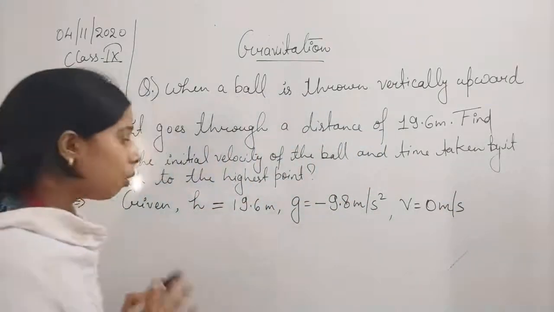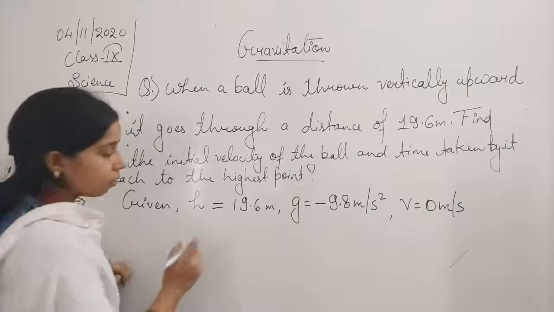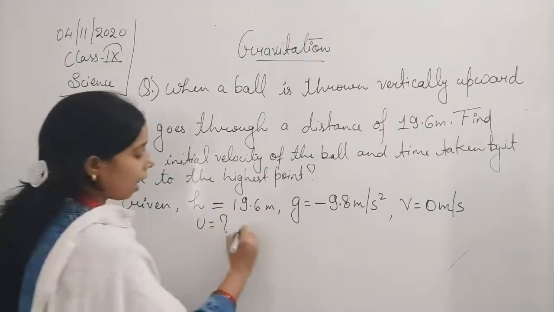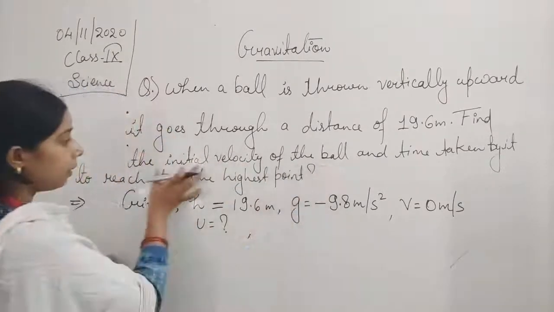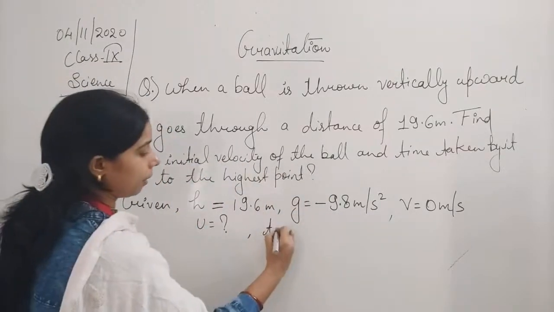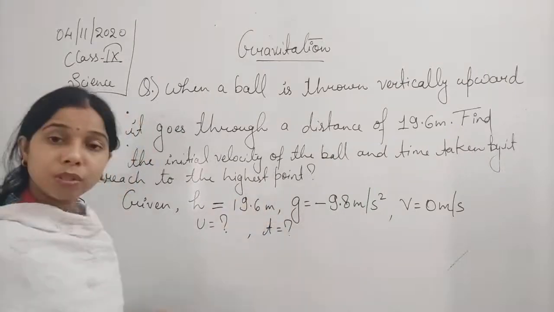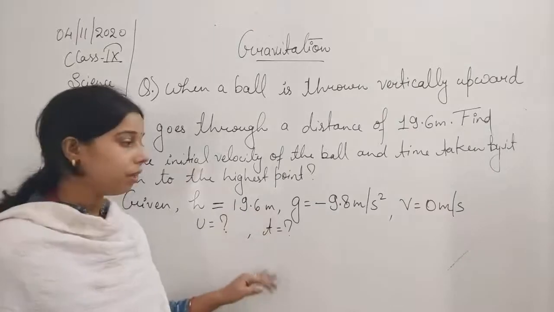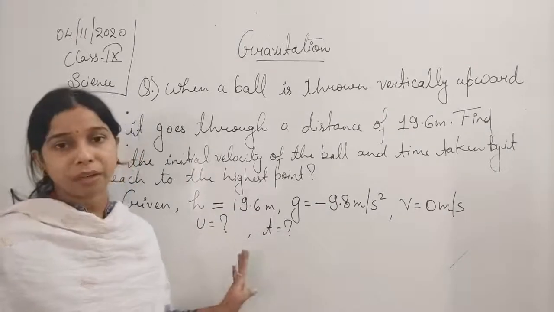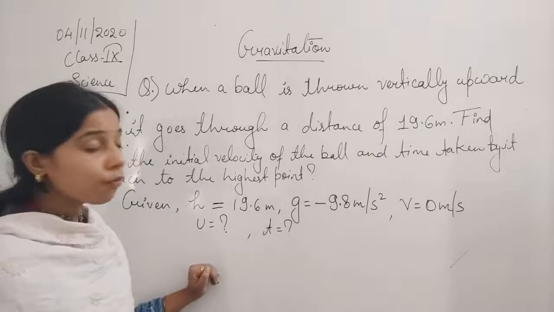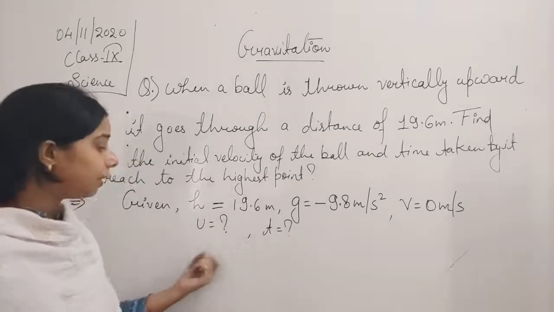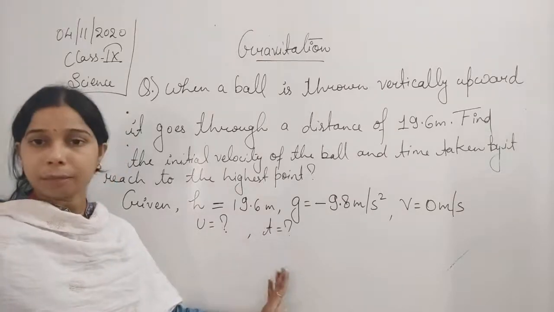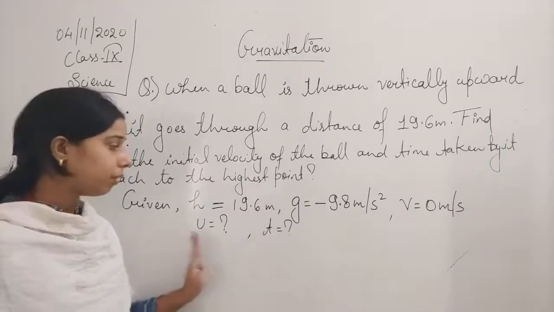Okay. So what are the things that we have to find, students? So u, that we do not know. So we are going to find u, the initial velocity, and the time taken. So these are the two things we have to find, and the things that are given here, on the basis of that, we are able to calculate the values. Now which formula? At first we will try to find the initial velocity, that is u, and later on we will find the time taken. So let us start with the initial velocity.